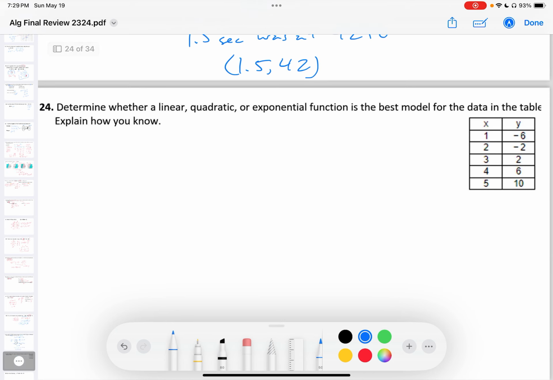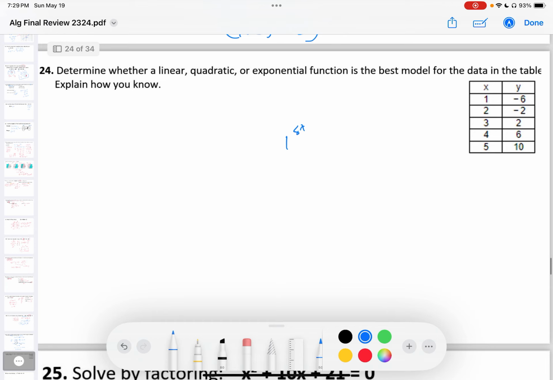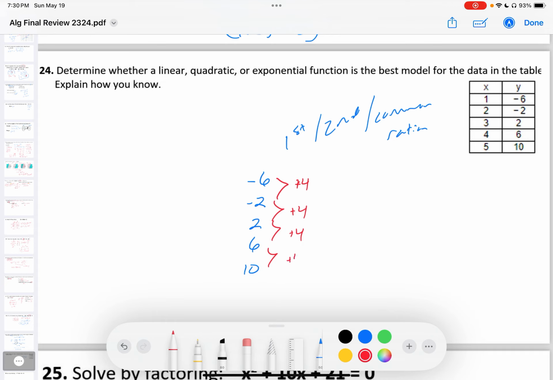All right, looking at 24, we are trying to determine if it is linear, exponential, or quadratic. Again, we are looking there for first, second difference, or a common ratio. So negative 6, negative 2, 2, 6, and 10. What's happening? So negative 6 to negative 2 is plus 4. Negative 2 to 2 is also plus 4. 2 to 6 is plus 4. 6 to 10 is plus 4. So this is linear.